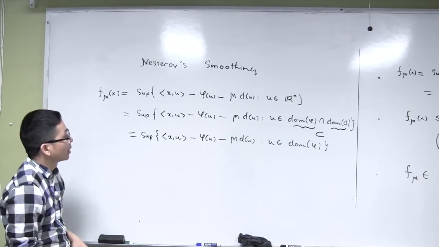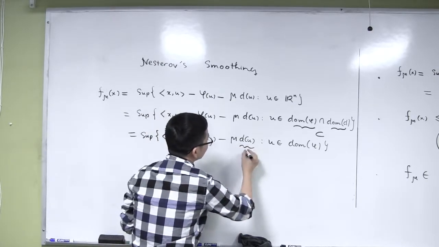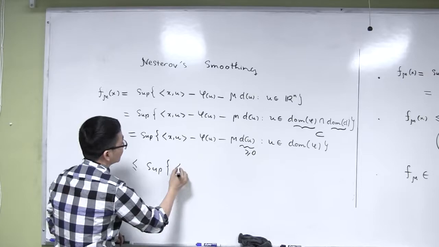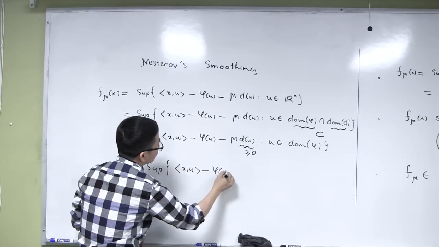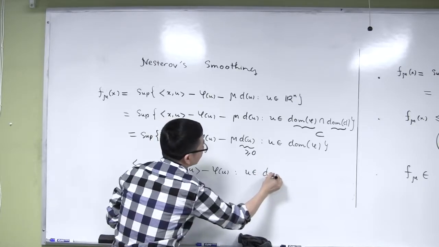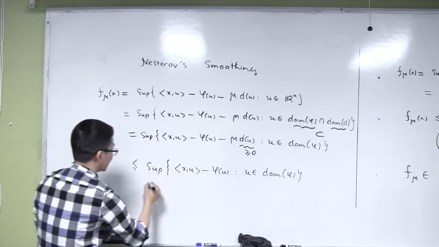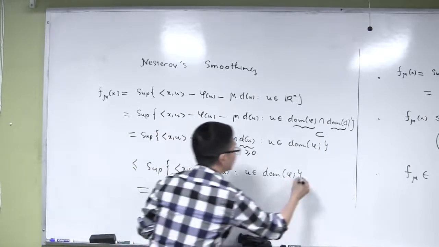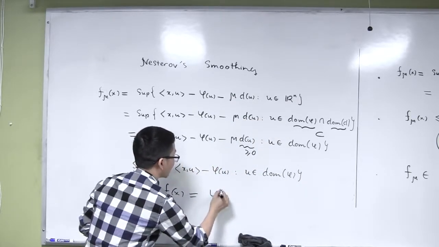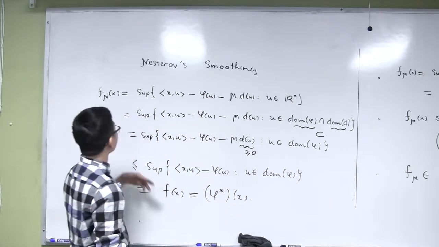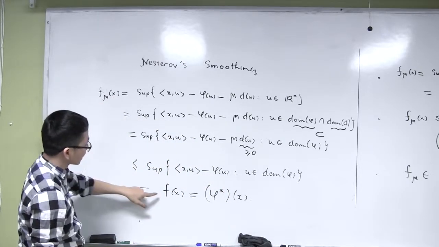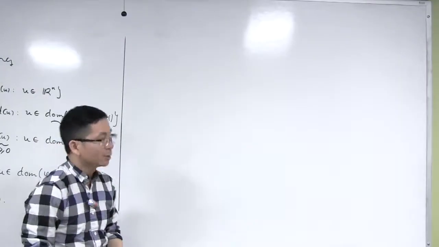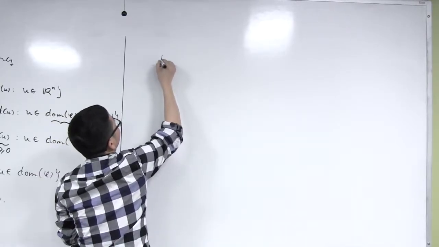Now, because d of u is greater than or equal to 0, this is less than or equal to the supremum of the inner product of x and u minus phi of u, where u runs in the domain of the function phi. And what is it? This is f of x. This is actually phi star of x. Okay, so we have seen that f mu of x is less than or equal to f of x for all x in Rn.